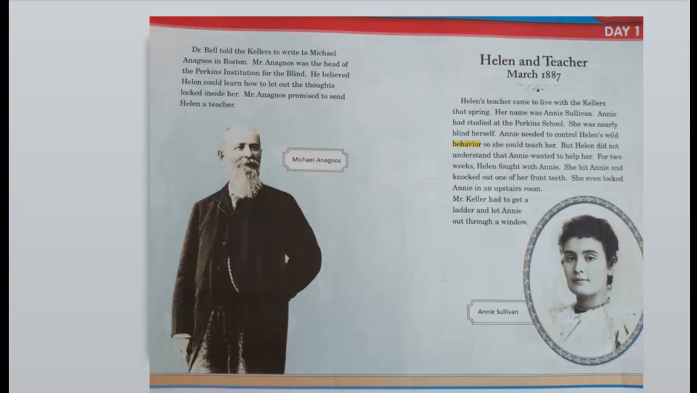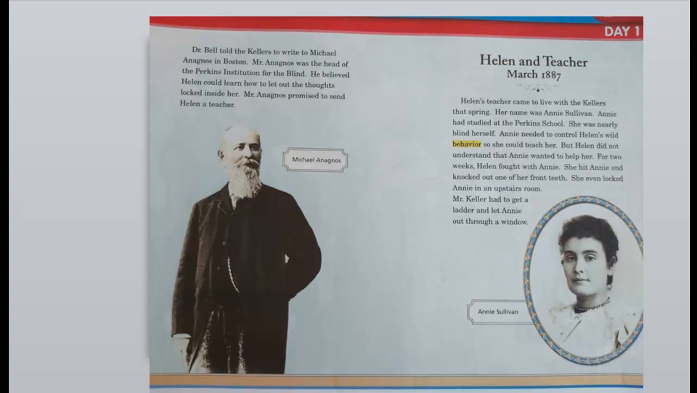Annie what, guys? Sullivan. So the teacher of Helen was called Annie Sullivan. Yeah. What was her name, guys? Annie Sullivan. Perfect. Okay. Annie had studied at the Perkins School. She was nearly blind herself. Annie needed to control Helen's wild behavior so she could teach her. But Helen didn't understand that Annie wanted to help her.